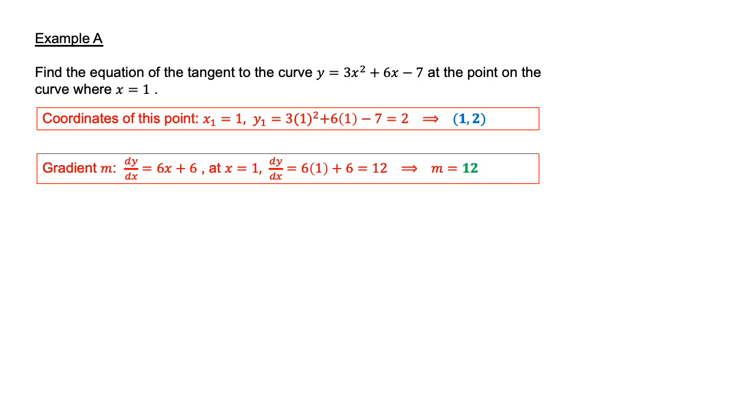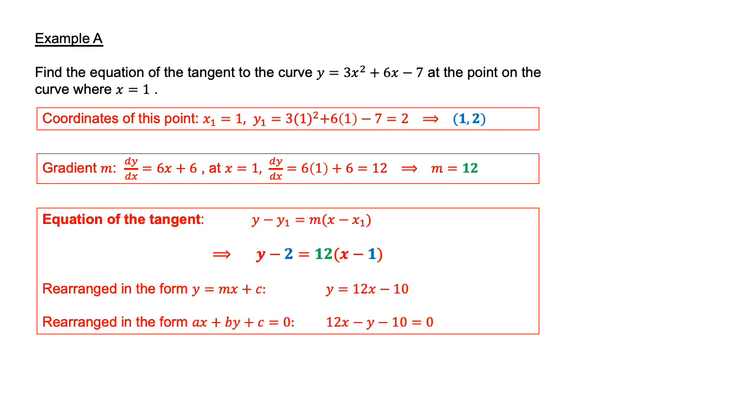So we differentiate. So dy by dx in this case is 6x, from the 3x squared part. Then the 6x, the x drops down to 6, and the minus 7 is now 0 for the gradient. So 6x plus 6 is the general gradient of any point on the curve. So at x equals 1, we simply substitute 1 into that expression, which gives us 12. So our gradient for the tangent at x equals 1 is 12.